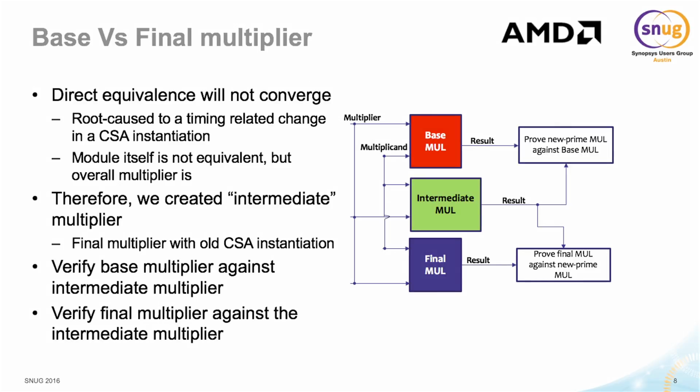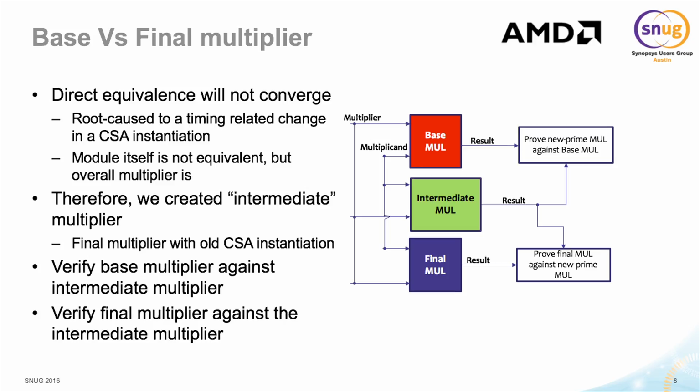We started with end-to-end checkers and end-to-end checkers did not converge. Then we applied the assume guarantee method to break the end-to-end sequential equivalence problem into multiple but smaller sequential equivalence problems. To apply the assume guarantee method, we identified internal signals between base multiplier and final multiplier that can be proven equivalent. However, when we tried to prove them, we got failures. The reason for the failures was the difference in sequence of compression of partial products between base multiplier and final multiplier.